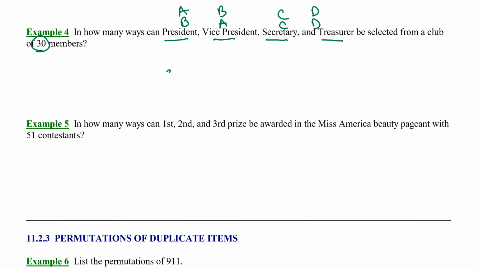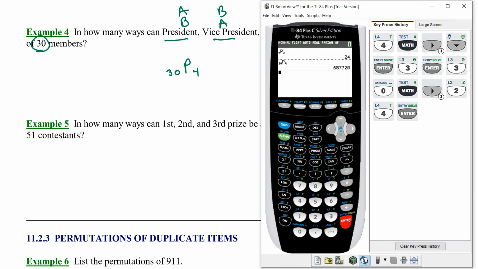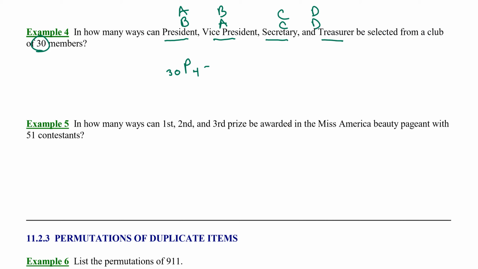So we have a total of 30 members, and we're selecting them 4 at a time, and the order is important. So we'll evaluate 30P4. From our calculator, we're going to type in 30. That's the n value. We go to our math probability menu and select option 2. We're going to enter our r value, which is 4, and evaluate. So we get 657,720 different ways. 657,720 possible slates. That seems like a lot of possibilities from just a club of 30 members.